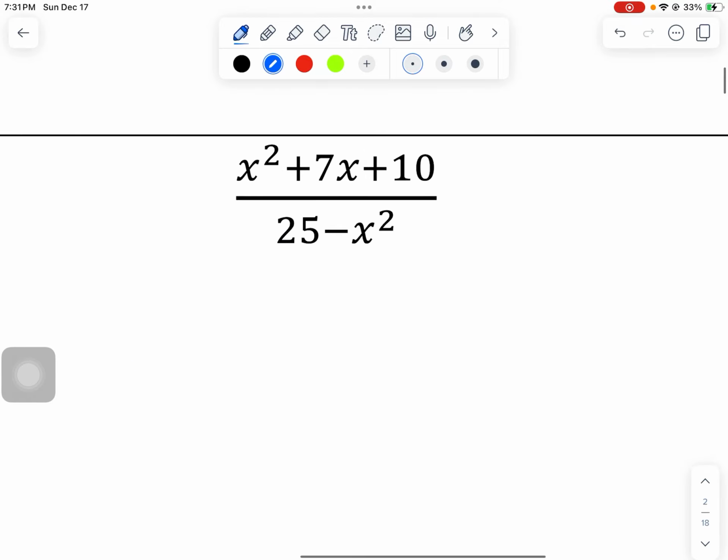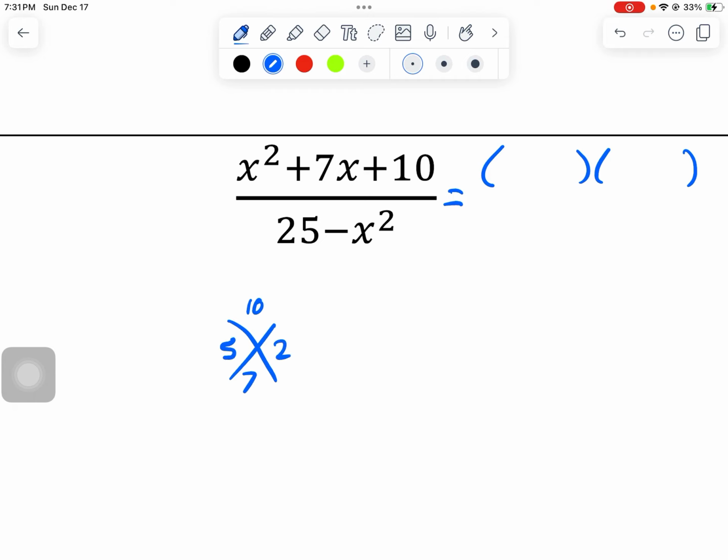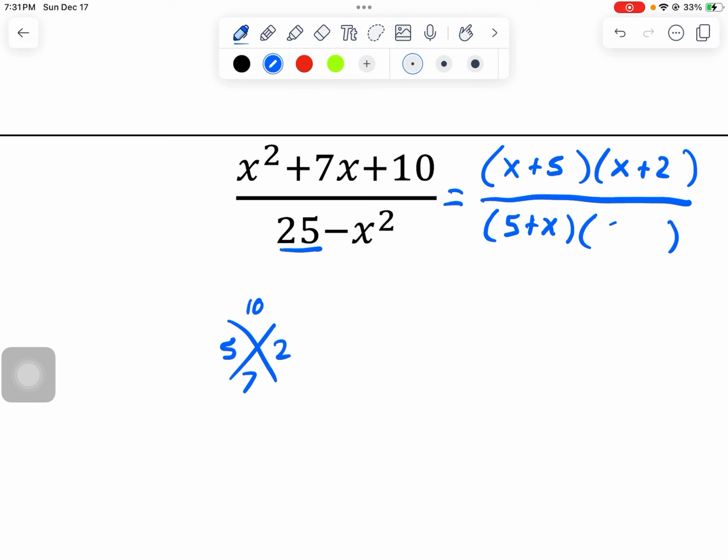Here's one. This one, we can definitely factor the top. We know factors of 10 that add to make 7 are 5 and 2. Signs are positive, so it's x plus 5, x plus 2. Be careful, though. On the bottom of this one, it's very important to note that the 25 comes first. So that means when you're doing your parentheses, you would get 5 plus x and 5 minus x.